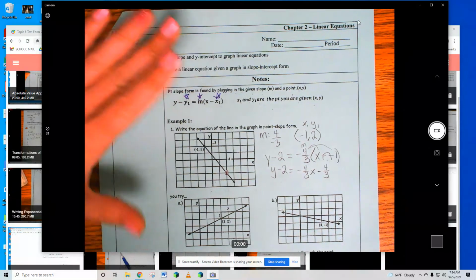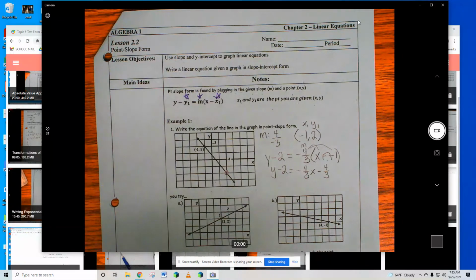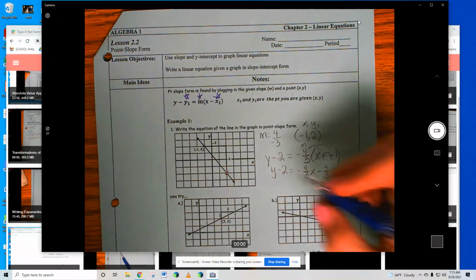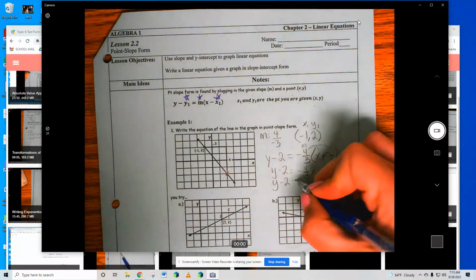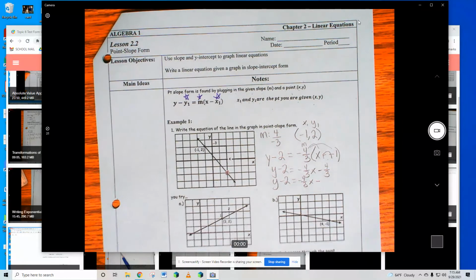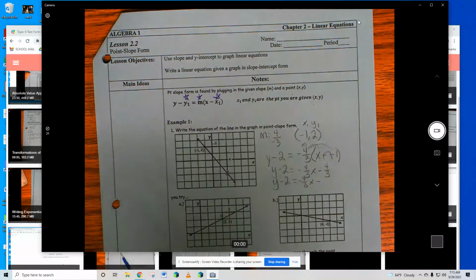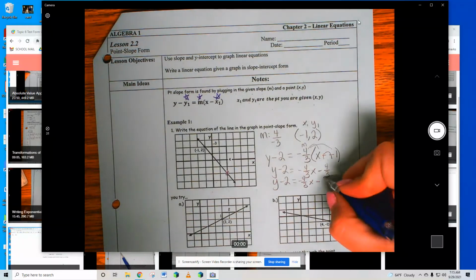You're like, 4/3? Well, if I'm going to be making this a y-intercept, I can't do 4/3. I need to change it to a mixed number. So I'm going to rewrite it as a mixed number. What is 4/3 as a mixed number? Yes. Thanks, Juan. 1 and 1/3.